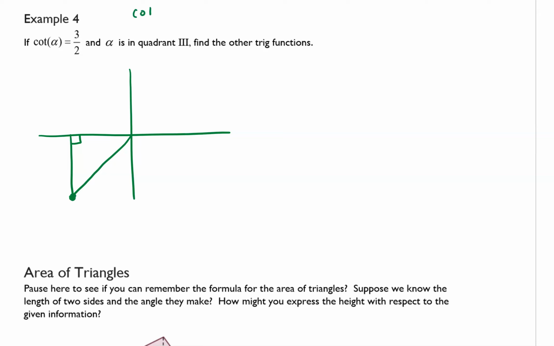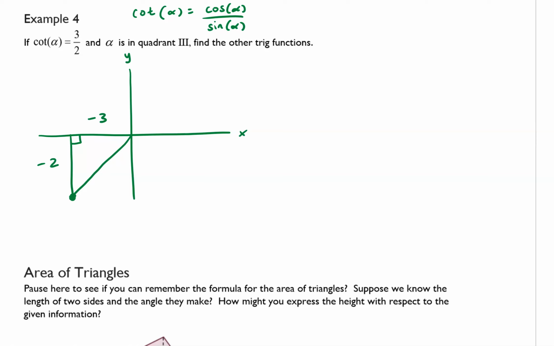Now, cotangent of alpha is equal to cosine of alpha over sine of alpha. So if we think about this as a right triangle, the x coordinate is going to be -3 and the y coordinate is going to be -2. Now, to reiterate something I said in a previous outline, triangle side lengths are not negative, but this is on the xy plane, and so we are thinking about the coordinates.